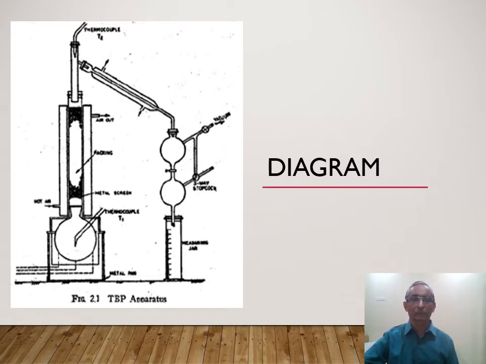We are going to collect the sample in the measuring cylinder. This extra arrangement is provided here. This arrangement is basically there because we are going to operate this column at atmospheric condition. You can operate up to a maximum of 350 to 400 degrees centigrade, because after 350 or 400 degrees centigrade, cracking is going to start.